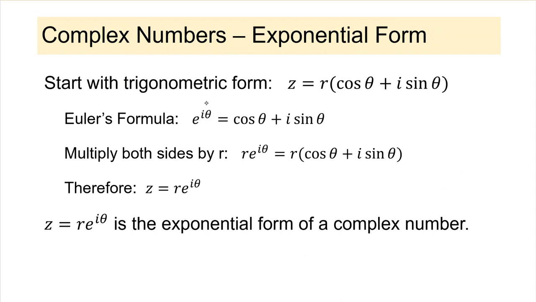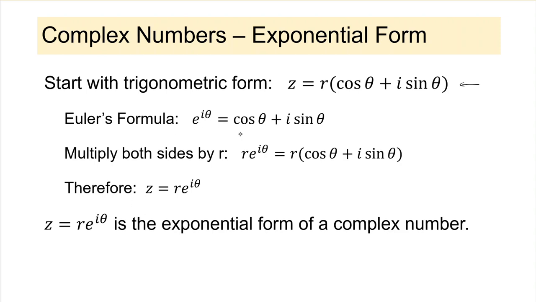So we're going to start out with the trigonometric form. It was already in terms of r and theta, as will the exponential form be. But what we're going to do is make use of something called Euler's formula. And I'm going to use this without any proof. This is a very famous formula developed by a very famous mathematician, Leonhard Euler, back in the 1700s. And it says e to the i theta equals the cosine of theta plus i sine theta.